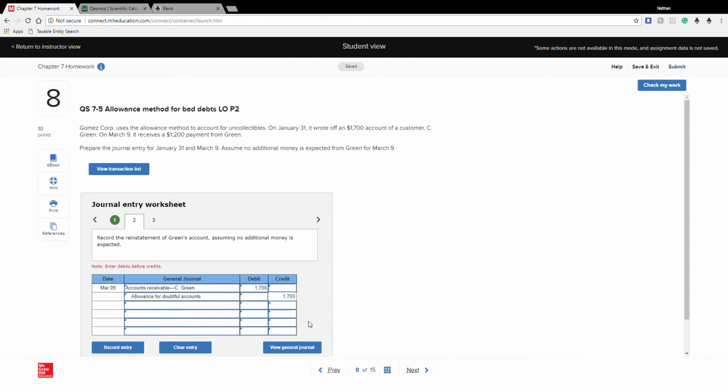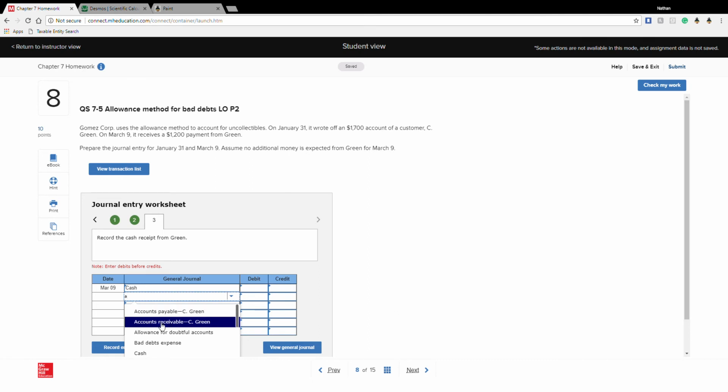Alright. So those are the two. Notice that they look pretty much the same from question 6 and question 7. The only thing we're adding instead of bad debt expense is that allowance for doubtful accounts. Now, number 3, we again are going to record the cash in AR because he did pay on it, but always be careful. Watch how much on this question he paid.